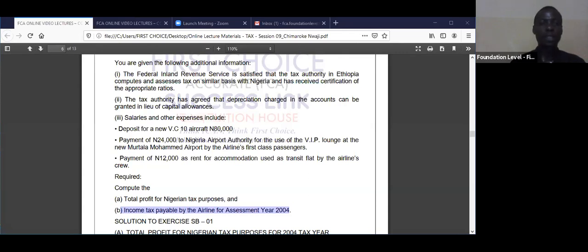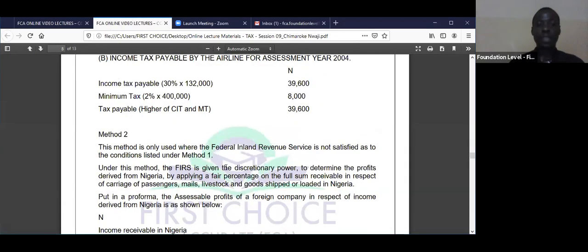All right. Now we are told to calculate the income tax payable for the year, which we have calculated. And we now said that method 2 is used when they are not satisfied with the criteria used for computing assessable profit and to determine tax. They are not satisfied with how they compute assessable profits. Fine. The FIRS will now use their discretionary power to determine profit derived from Nigeria.